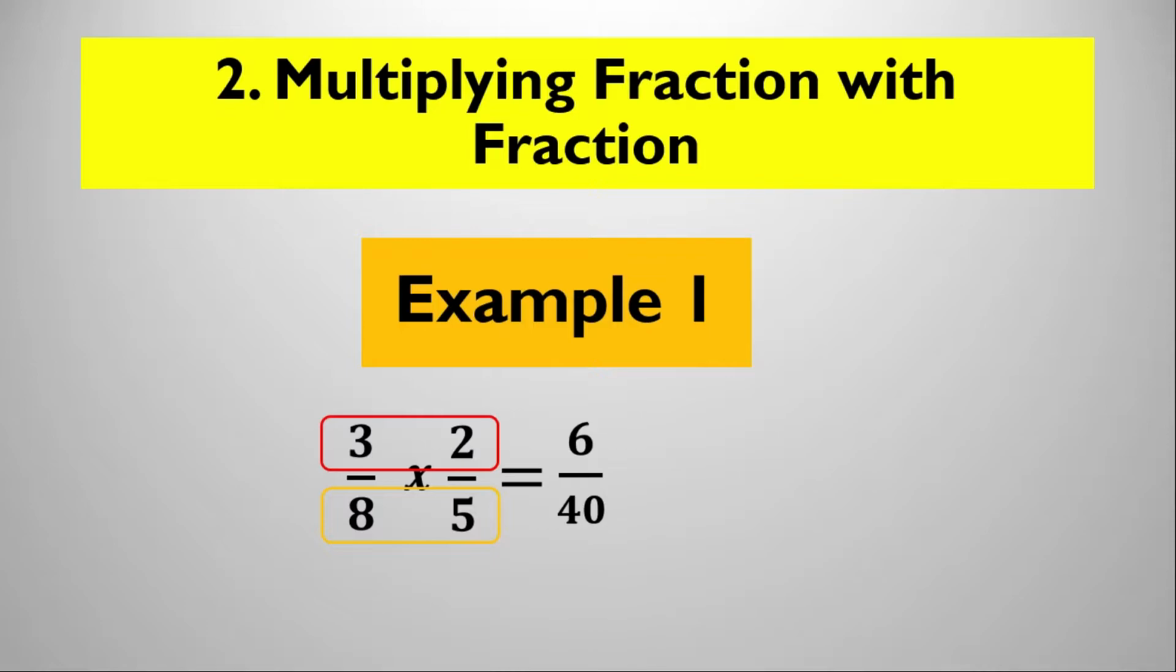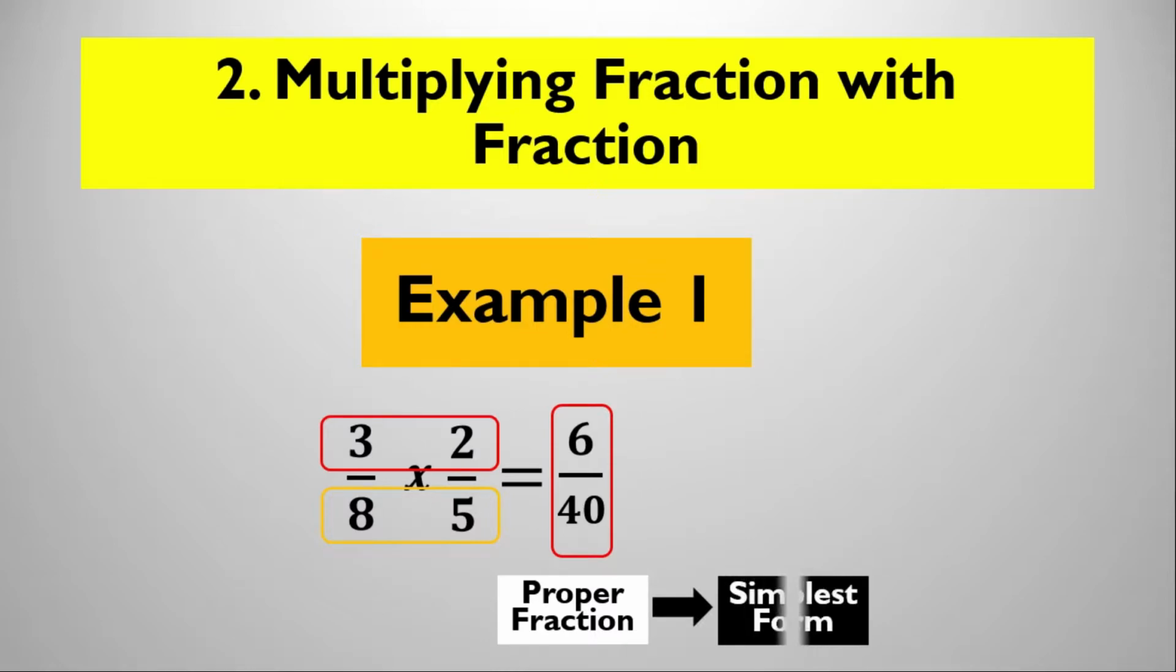The result is not yet in simplest form, so we've got to make it simplest form. This is a proper fraction. We can make it simplest form by reducing, divided by 2. So 6 divided by 2, 3. 40 divided by 2, 20. The result is 3/20.